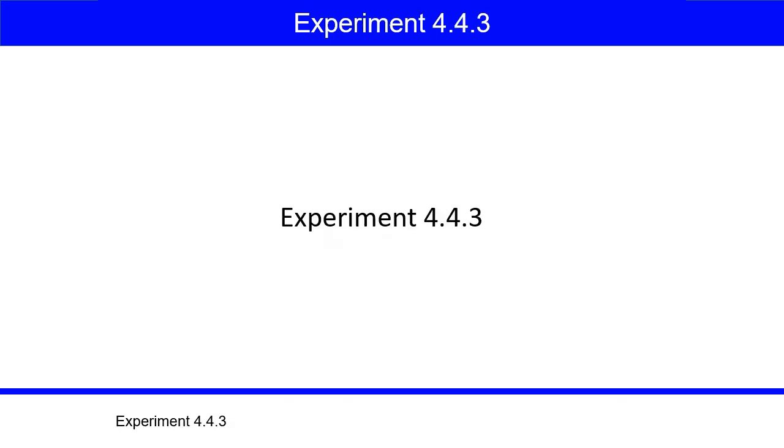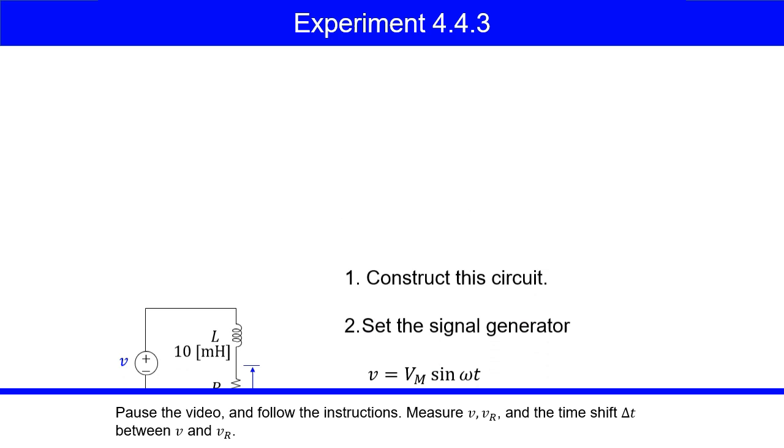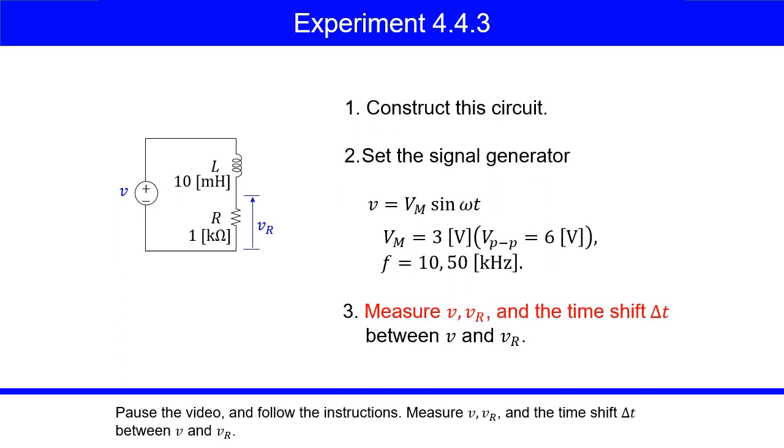Experiment 4.4.3. Pause the video, and follow the instructions. Measure V, VR, and the time shift delta t, between V and VR.